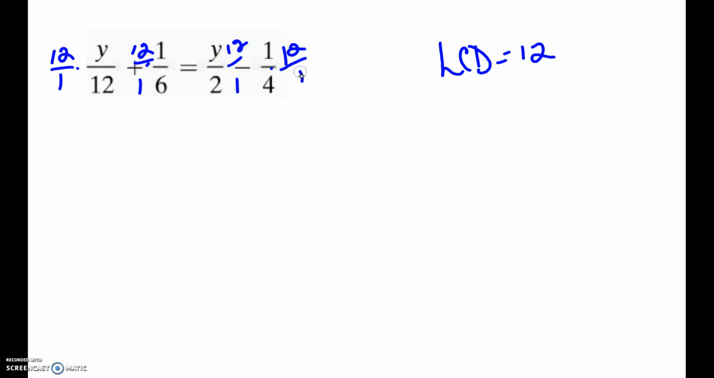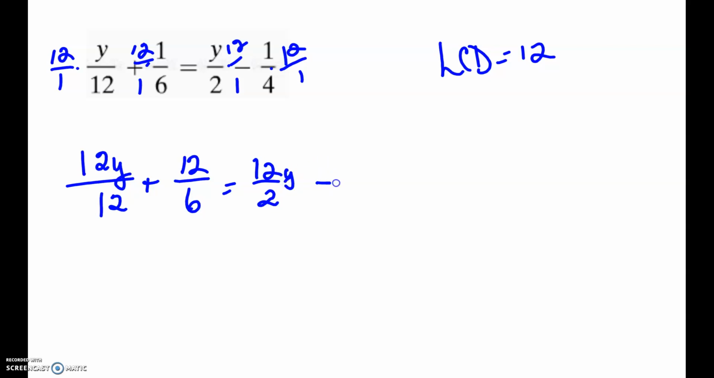So what we do to keep the balance, multiply every single term in the original problem by that common denominator. Even if one of them had not been a fraction from the outset, we'd still have to multiply it by the common denominator. So let's see what we get. Multiplying tops and bottoms, we get 12y over 12 plus 12 over 6 equals 12y over 2 minus 12 over 4.